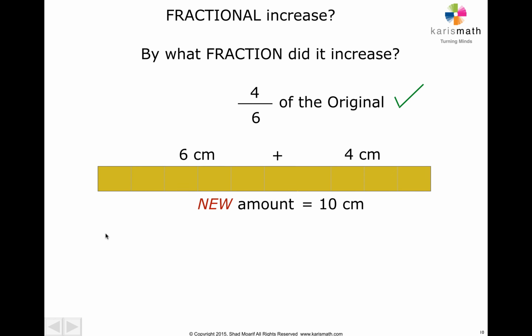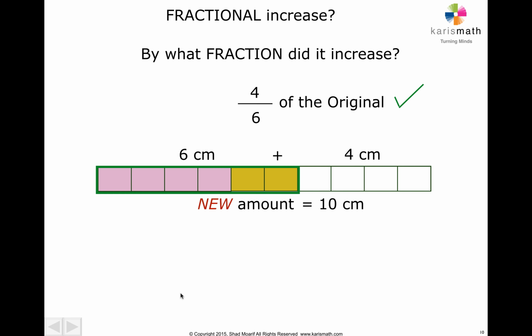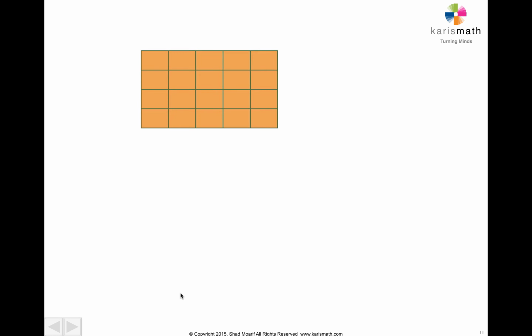And you can see that here. We want to show it to you here. There's 1, 2, 3, 4, 5, 6. This was the original amount. And then 1, 2, 3, 4. And this amount is actually, you can see, 4/6 of the original amount. Clear? Great. That's how you do it.